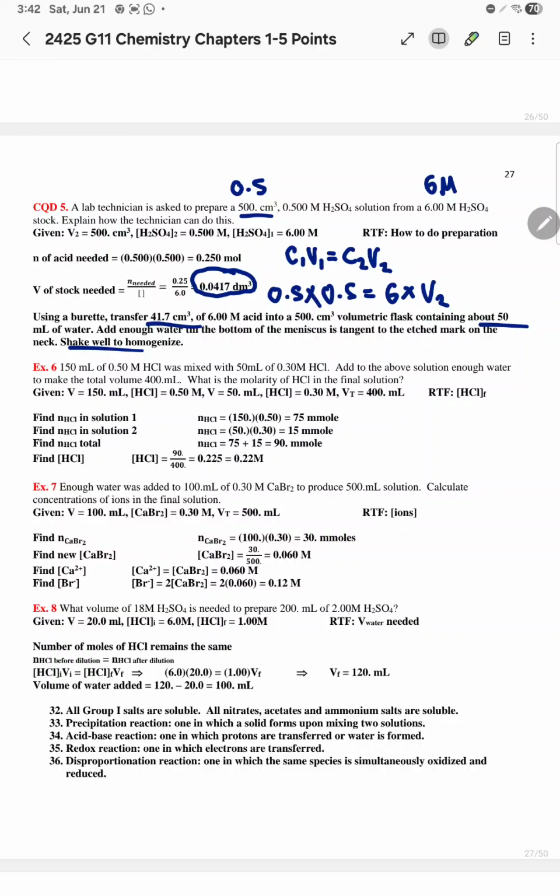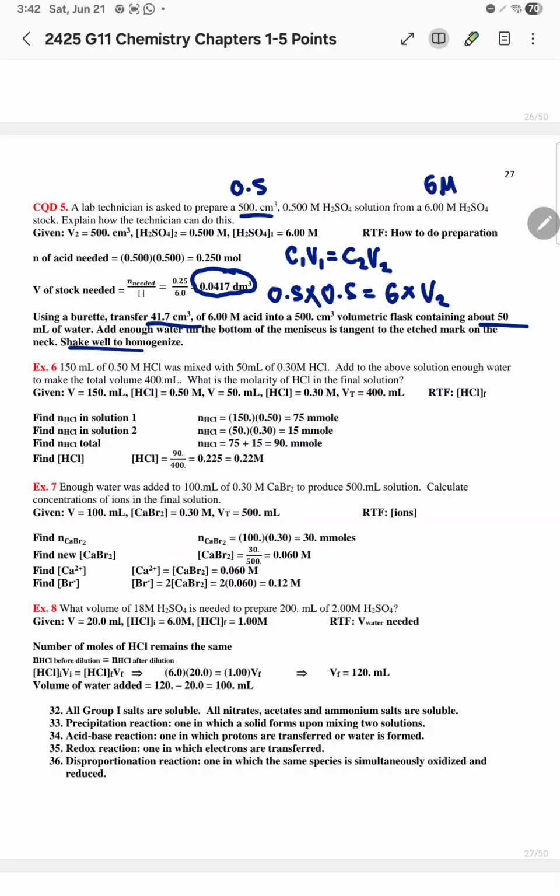Now example 6. 150 milliliters of 0.5 molarity HCl is mixed with 50 milliliters of 0.3 molarity HCl. To the above solution, enough water is added to make the total volume 400 milliliters. What's the molarity of the HCl in the final solution?